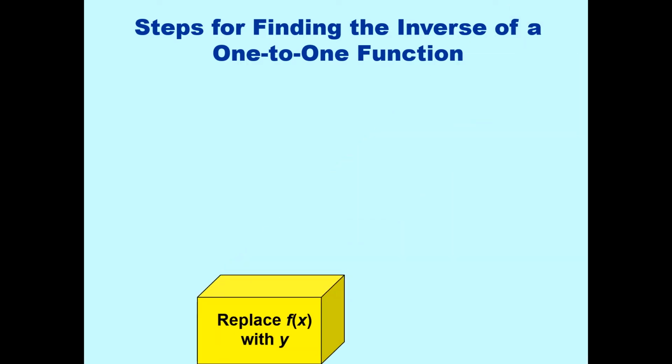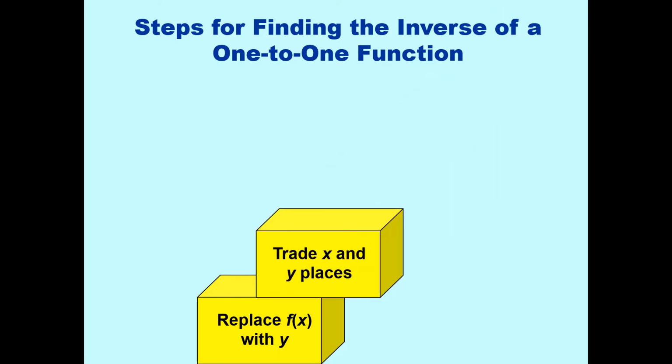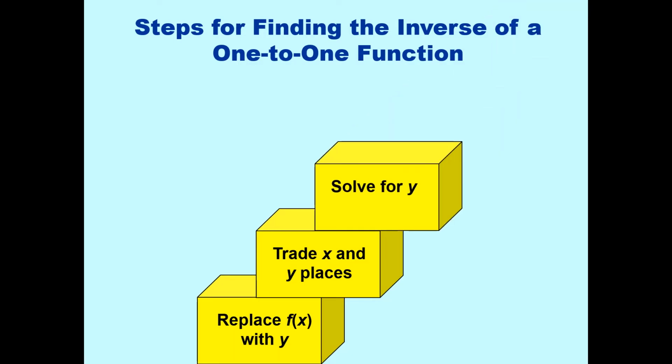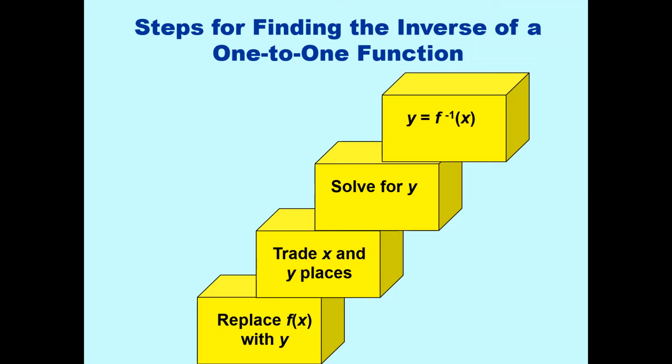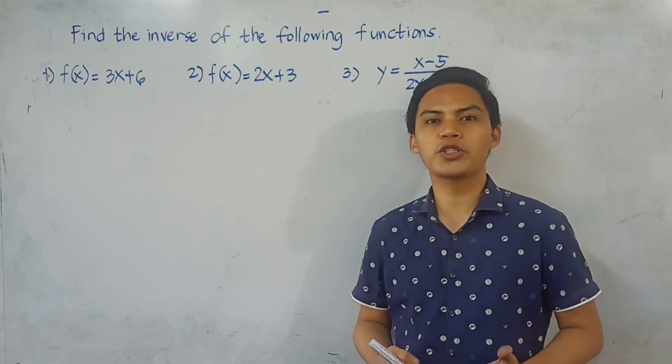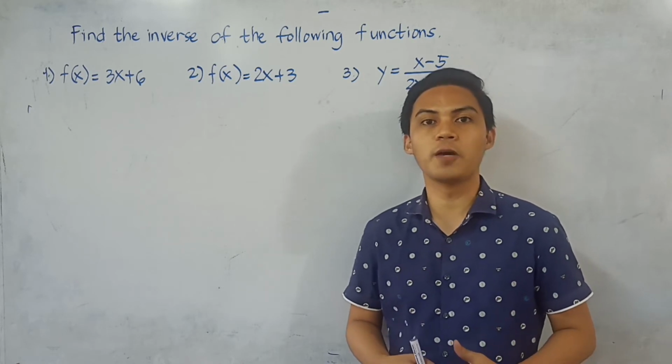So, I have here the steps in finding the inverse of a one-to-one function. First, we're going to replace f of x with y. After that, the next step, we're going to trade x and y places. Then, step 3, we're going to solve for y. Then, finally, step 4, we're going to replace y with our notation sa inverse function, which is f inverse of x. So in order for us to understand it better, let's try some examples.